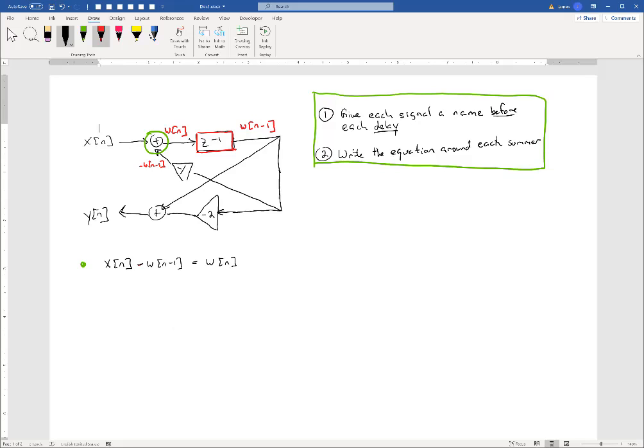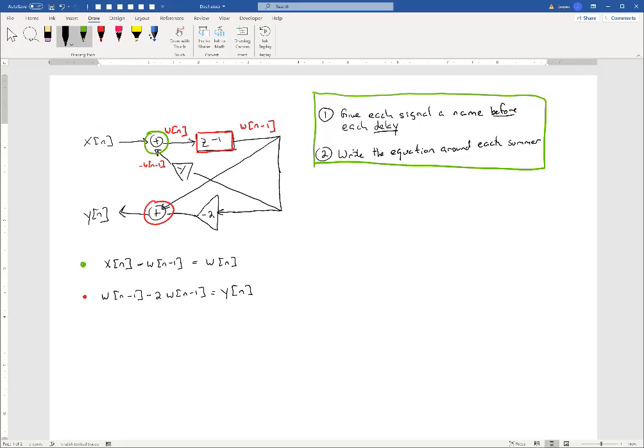Okay, we've got another summer though. Our second summer is over here. So let's do this one. For this one, we've got 2 things going into it. We've got a W of n minus 1 going into it from the top. And from the right, we've got a minus 2 W of n minus 1 going into it. And we've got one thing coming out of it, and that's Y of n.